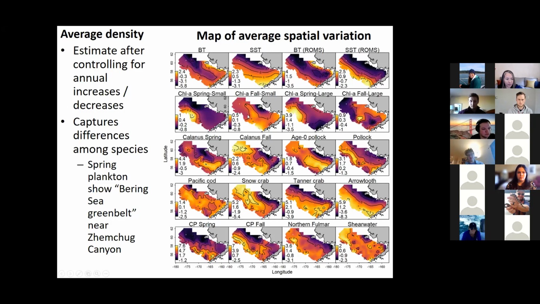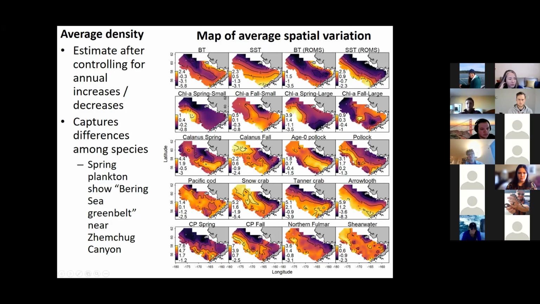By the fall, it's been depleted after spring mixing, and subsequent hotspots are localized and based on storm intensity. And so near the Pribilof Islands, maybe there's a larger mixing on average. Calanus in the spring is more south than it is in the fall.